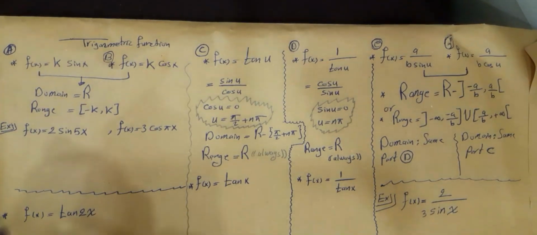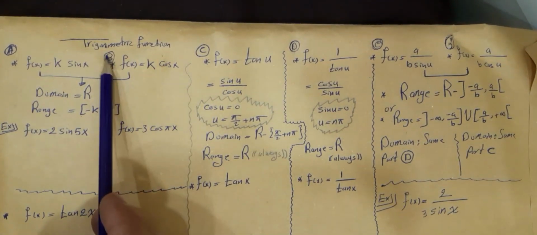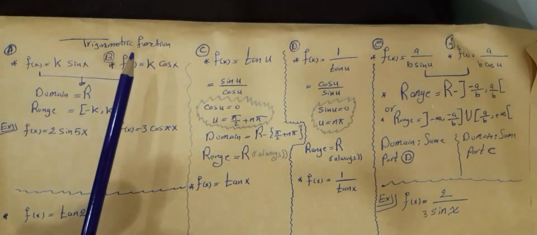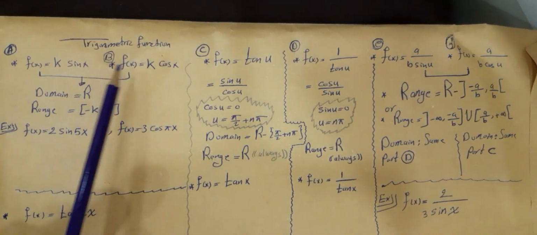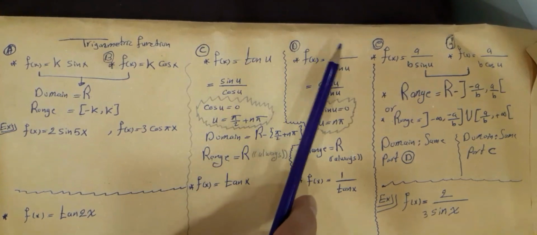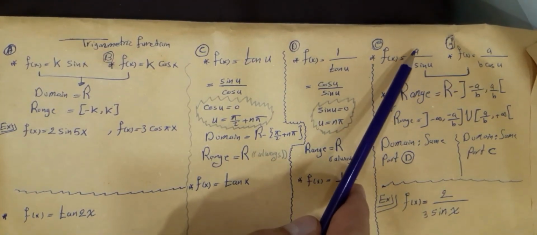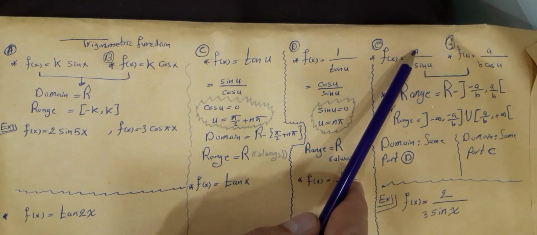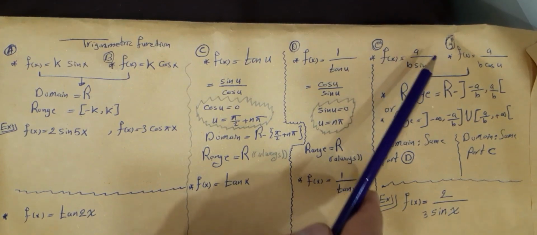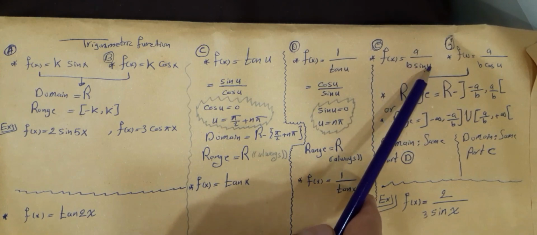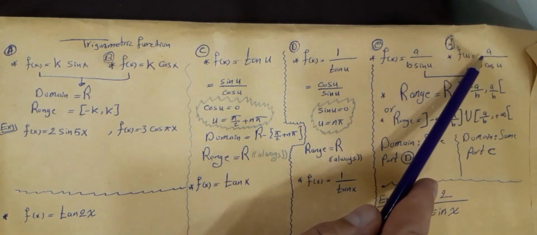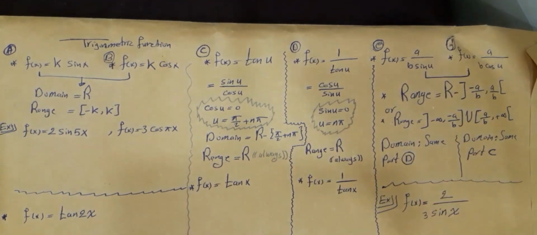About domain and range for trigonometric functions. Trigonometric functions means sin x, cosine x, tan x, or 1 over tan x. A or 1 or A divided by B sin u. The last one, A divided by B cosine u.